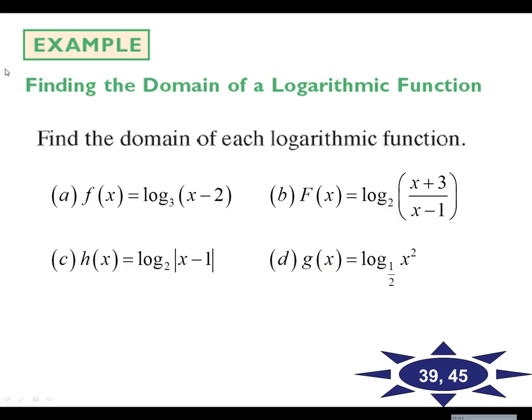I'm going to throw the graphs up on the graphing calculator in a second, but this first one, A, I think we can do just by looking at it, because we know the domain of the parent function should be x is greater than 0. What's happening here? We're shifting to the right by 2, so the domain here should be x is greater than 2. Let's take a look at the graph and confirm this.